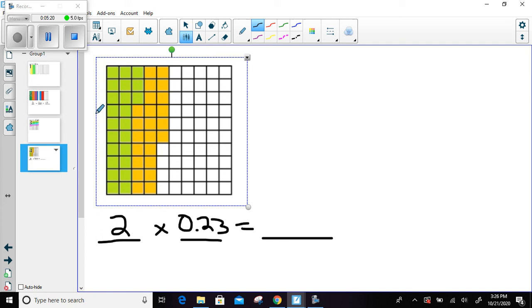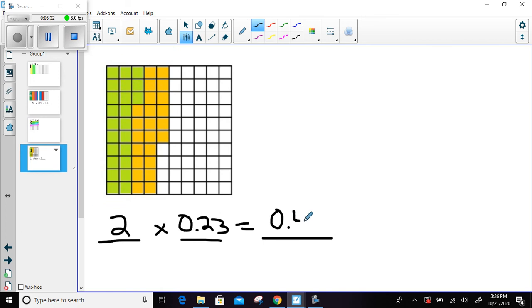And then I need my product. How many complete squares or hundredths are colored in? So I've got 4 full rows, so that's going to be 40 or 4 tenths. So I'm going to go ahead and put 0.4. So I know I've got 4 tenths. And how many hundredths do I have? 1, 2, 3, 4, 5, 6. So that makes sense because 46 of the hundredths squares on here are shaded in. So this is 2 times 23 hundredths equals 46 hundredths.